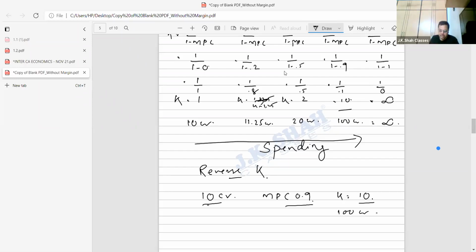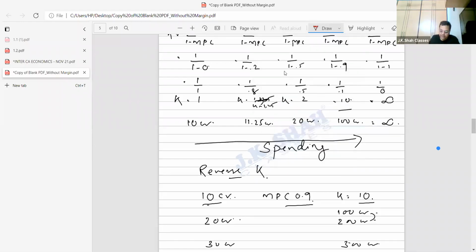Now government makes investment of 20 crore. So 100 crore will become 200 crores. Clear? So by 10 crore investment increase, income of the people goes up by 100 crores. Now think, reverse working will become easy now. Suppose from 20 crore, government makes investment of 30 crore, then this becomes 300 crore. Till here it is clear. Now look at the reverse working.